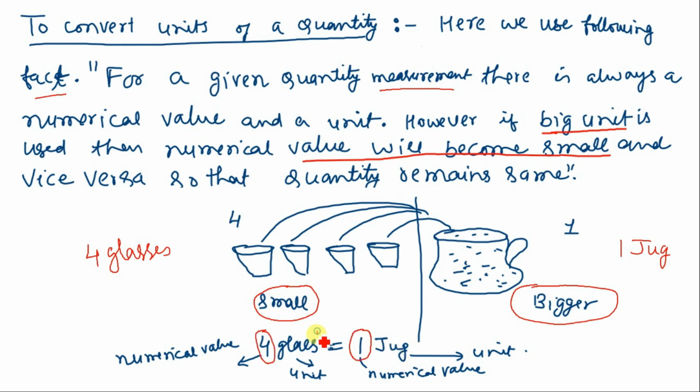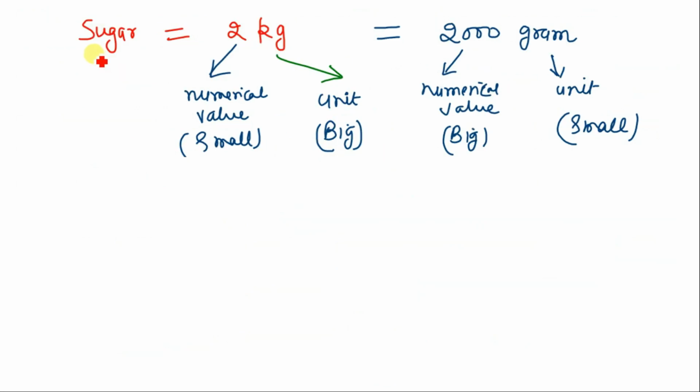Since glass is smaller in size than the jug, therefore we can see that 4 numerical value is bigger than 1 numerical value. This clearly confirms that if same quantity of a substance or some physical quantity is measured in two different units, then the bigger unit will have smaller numerical value and the smaller unit will have bigger numerical value. Similarly, let us take another example.